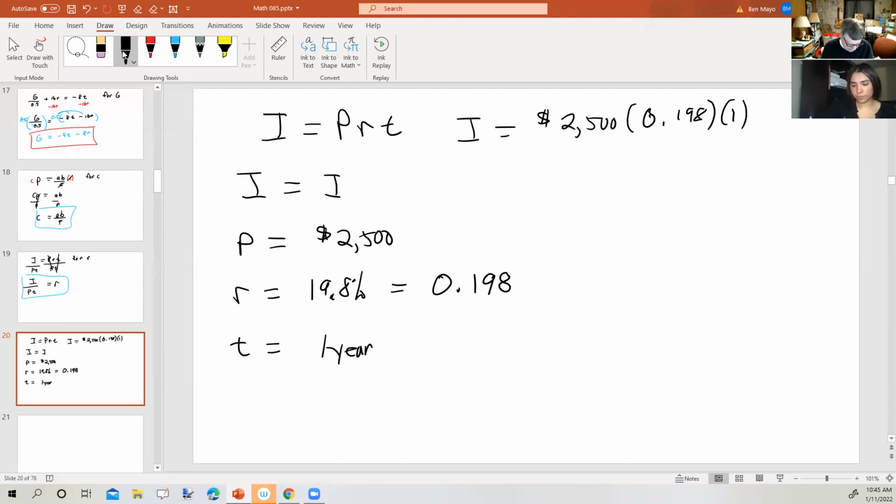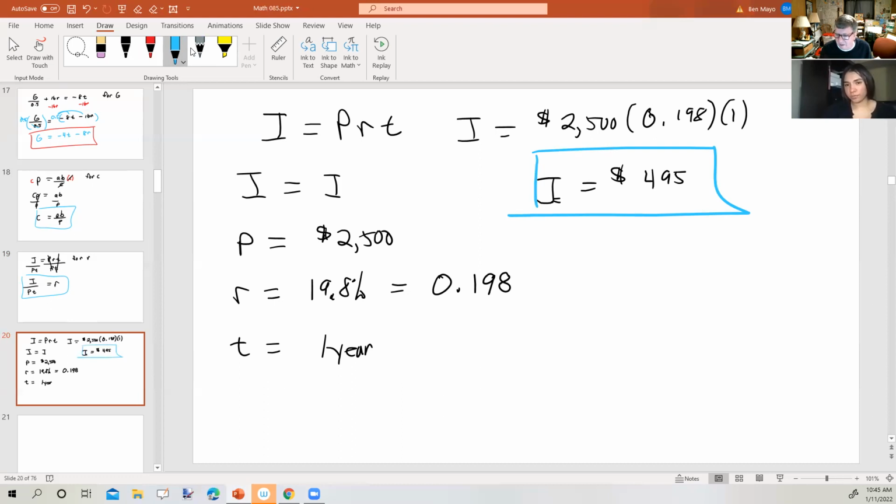So going to the calculator, 2,500 times 0.198 times 1 is going to be $495. Keep in mind that there would be units of dollars on that. So if there isn't dollars provided in WebAssign's answer, be sure to include it yourself. Any questions there? Okay.